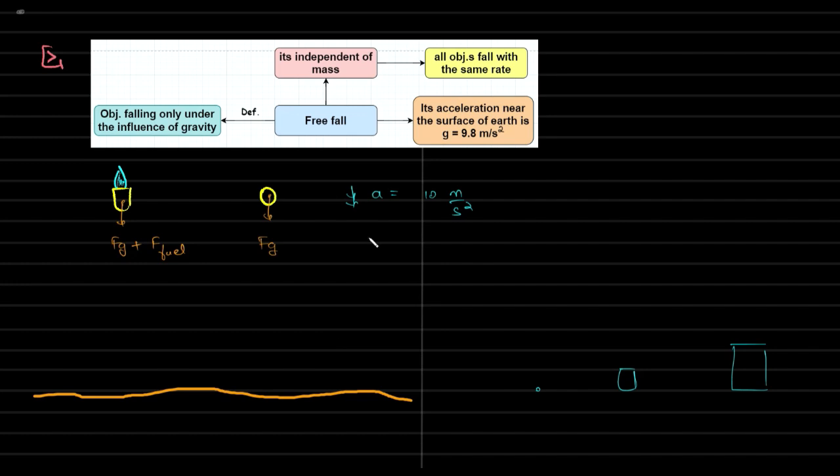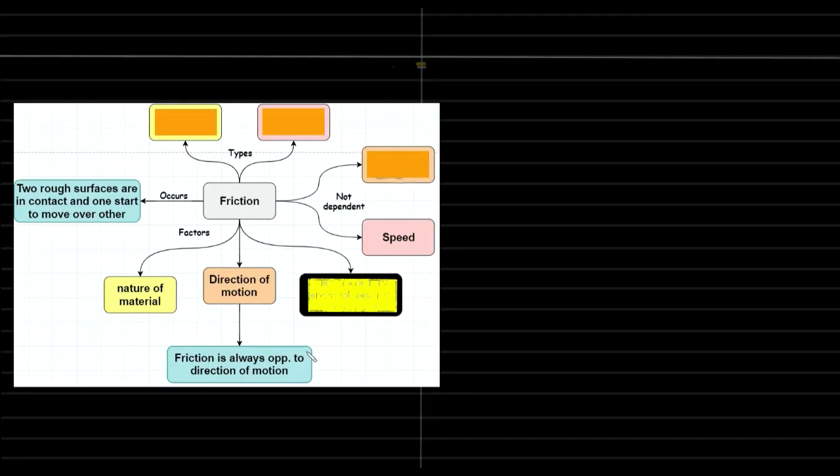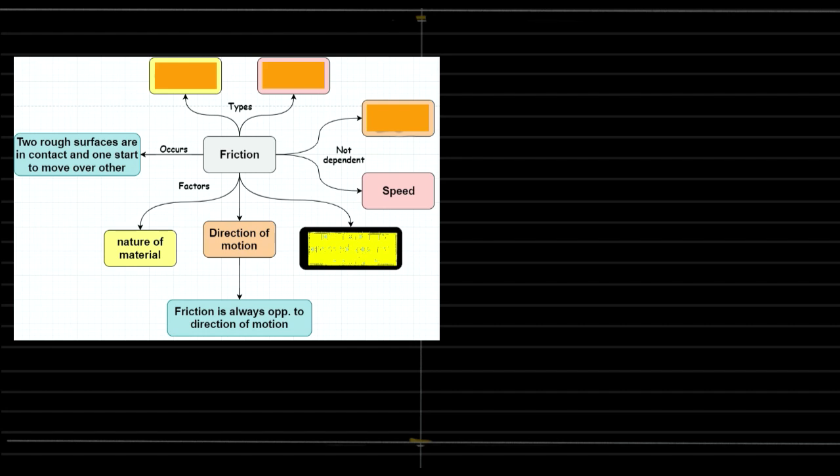This value is fixed for all objects, doesn't matter what it is. In all the cases, what we are going to look at is vacuum. There's no air in it, and the acceleration is 10 meter per second square. This is what you need to understand. We'll be talking about free fall in the next chapter, so you'll understand that better over there.